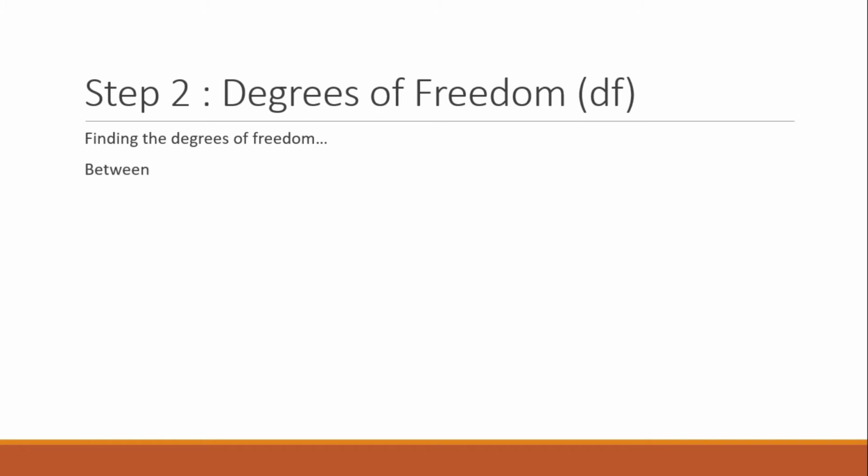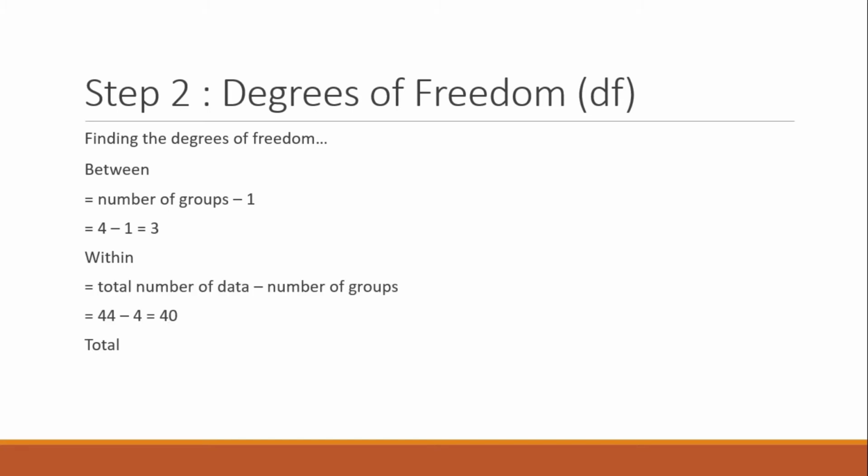There are 3 degrees of freedom, which are the degrees of freedom between, degrees of freedom within, and degrees of freedom total. To find the degrees of freedom between, we have to subtract 1 from the total number of groups, which is 4, giving us a value of 3. For degrees of freedom within, we have to subtract the number of groups from the total number of data, giving us a degrees of freedom within of 40. And then for the degrees of freedom total, we will be adding degrees of freedom between to the degrees of freedom within, giving us a value of 43. And from these degrees of freedom, we can find that our F critical value from the table is 2.84.